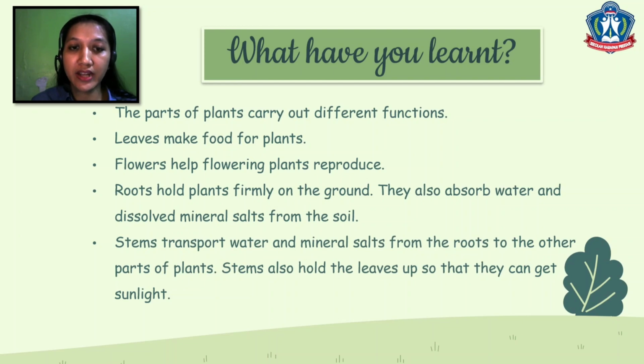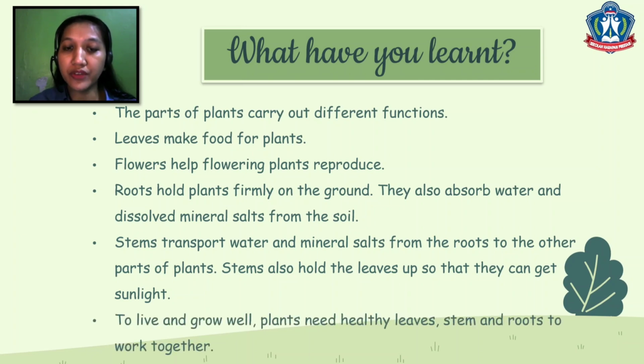And then the next part, stems. Stems transport water and mineral salts from the roots to the other parts of plants. Stems also hold the leaves up so they can get the sunlight. To live and grow well, plants need healthy leaves, stems, and roots. They work together.